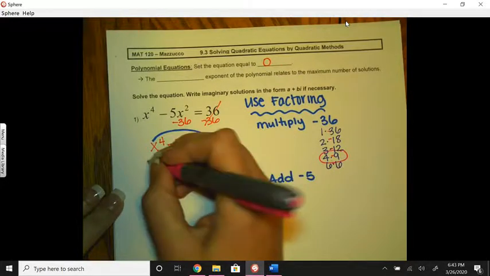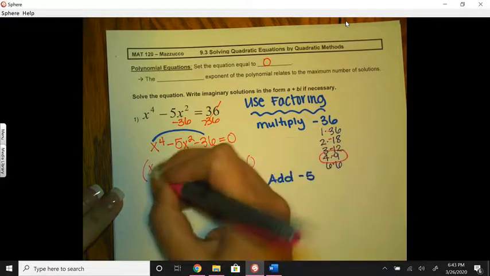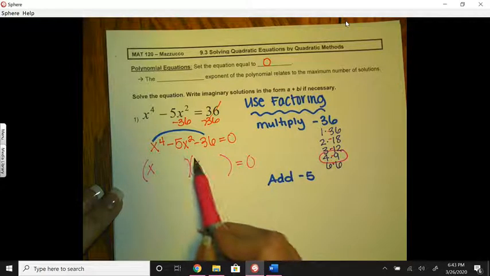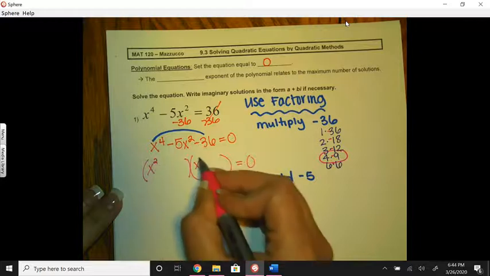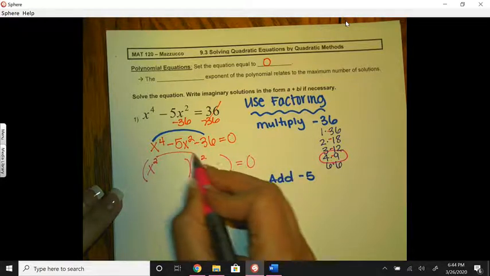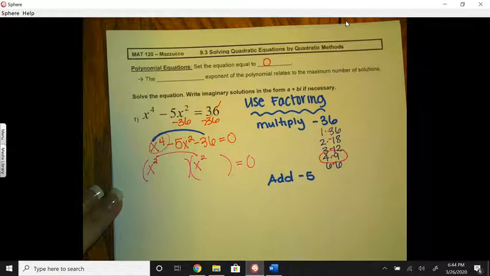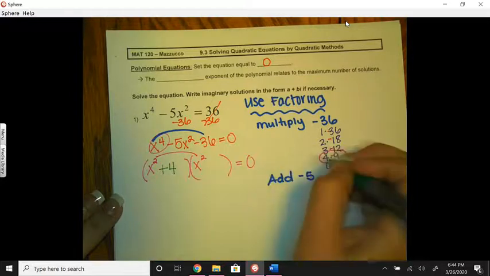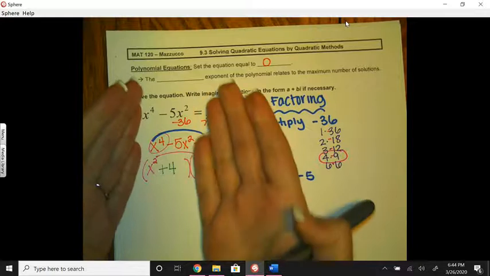So then we'd set up our problem like this. Now if we put an x here and an x here, when we multiply, we add the exponents, and that would only make 2. So that's why we need an x squared here and an x squared here, so that when we multiply this and FOIL it, we would get the x to the 4th. And then we're going to go ahead and put in our positive 4 and our negative 9. And now we have a binomial.